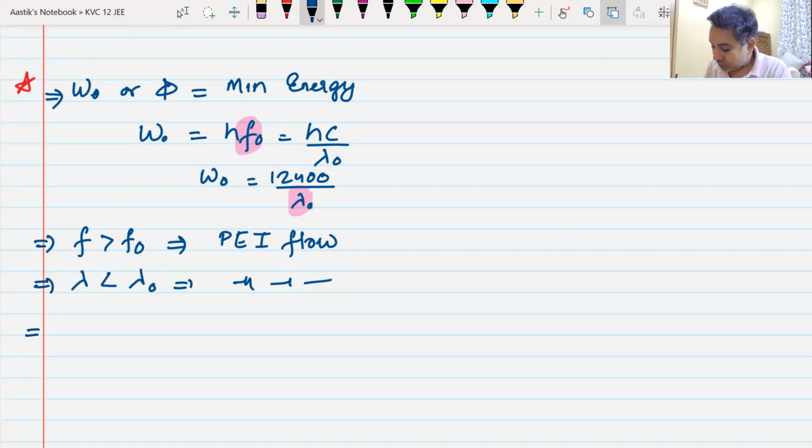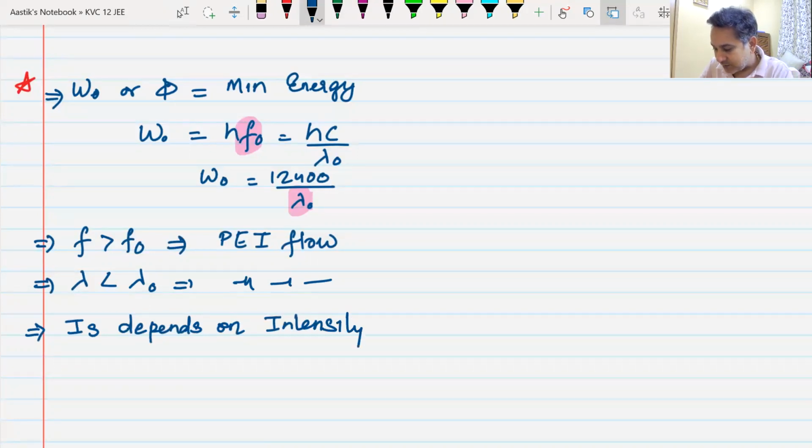Okay. Then we had seen the saturation current, I S. The saturation current only depends on intensity, and it does not depend on frequency. Do we understand this? Do we remember this?